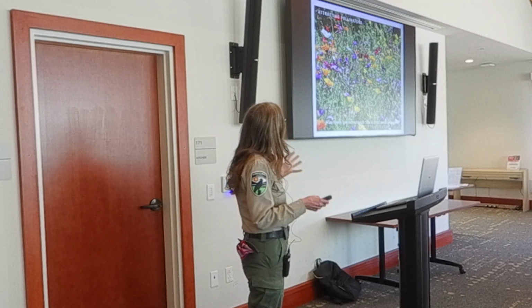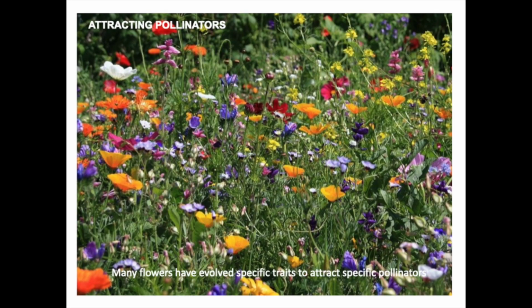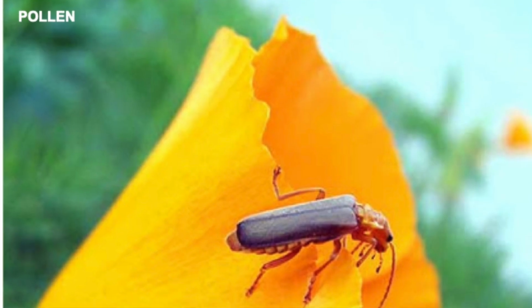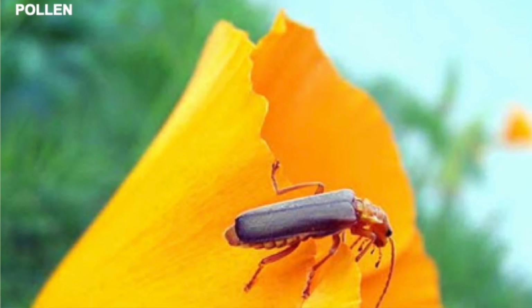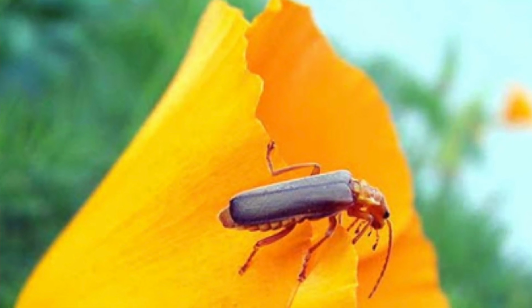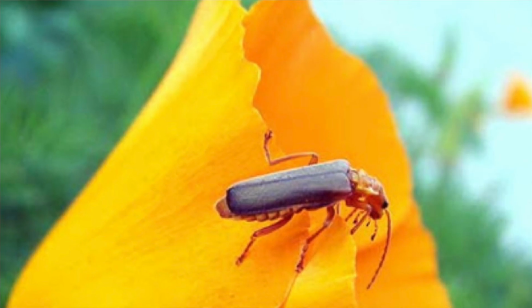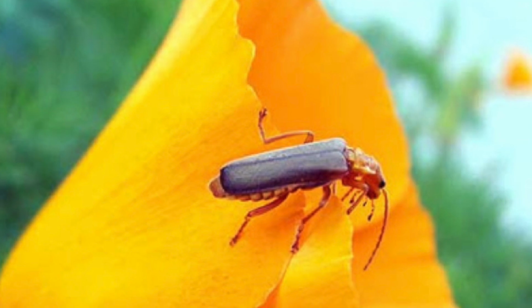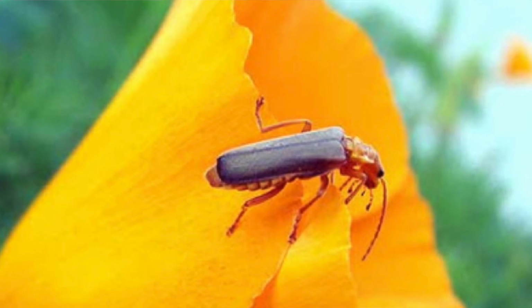All right, so attracting pollinators. A lot of flowers are showy or colorful or bright. They've got all these different aspects that we're going to talk about, and some have evolved specific traits for specific pollinators. So one thing is pollen, right? So pollen is how they're reproducing. It's containing the sperm, basically. It's the way that plants get fertilized. So pollen is crucial. And some insects are just eating pollen straight up.